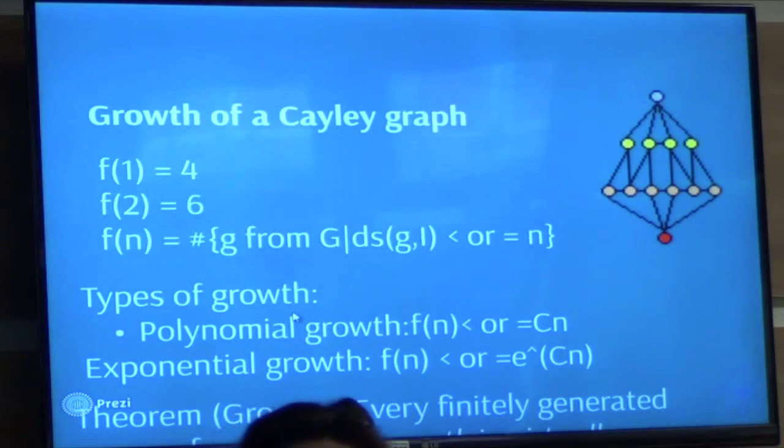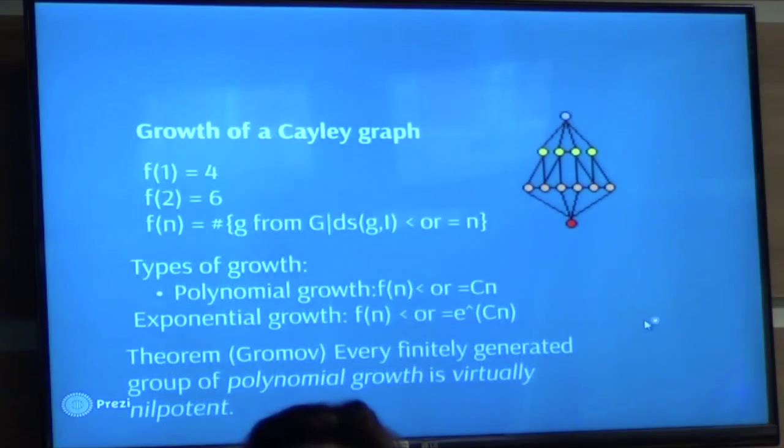And then you can try to think what types of growth you can have. It turned out that you can have polynomial growth. It's when the function is growing proportionally to some polynomial, or it could be exponential growth. So the function is growing exponentially. Presumably, the first one is slow and the second one is much faster. There were also things in between, and then you can relate this property of the growth of the graph with algebraic properties of your group.